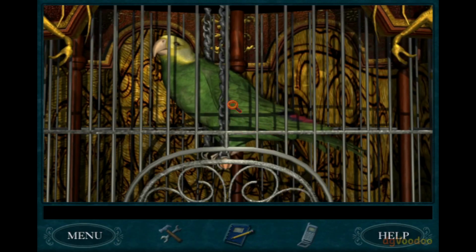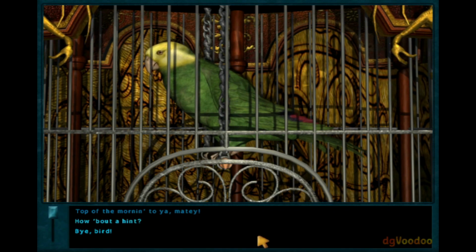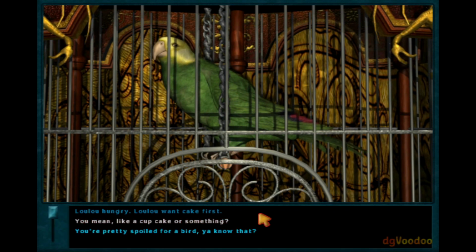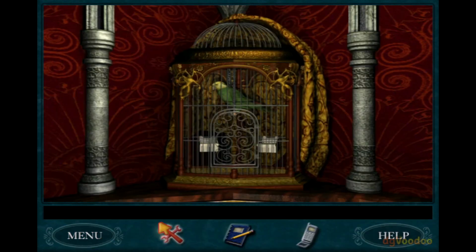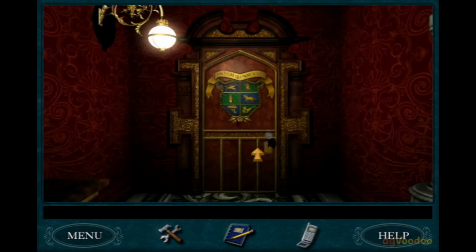I kinda love this bird. Top of the morning to you, matey. How about a hint? Lulu hungry. Lulu want cake first. You mean like a cupcake or something? Jane's room. Look in Jane's room. All right, I guess I'll look in Jane's room. Polly is a stupid bird. Pay no attention to the bird behind the curtain. Okay, so that's the bird there.